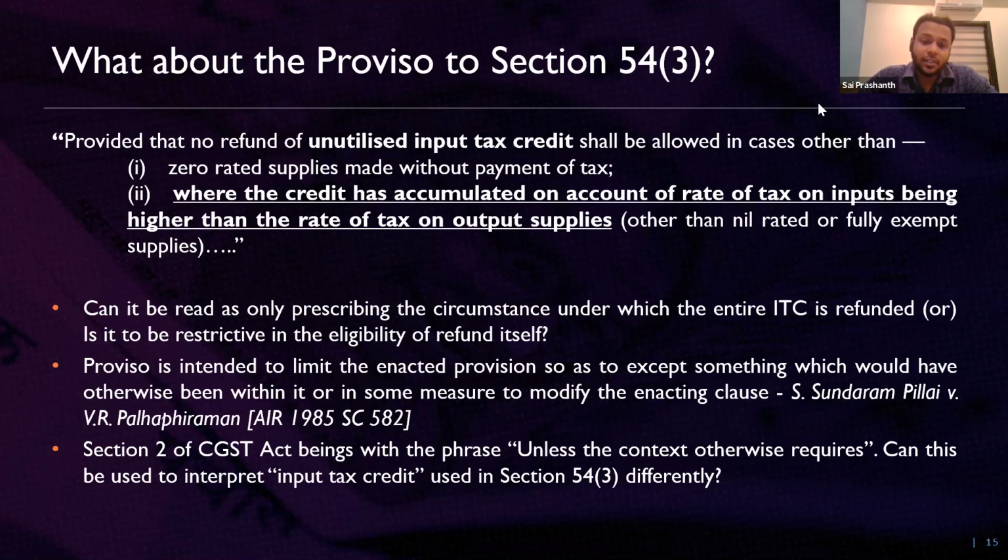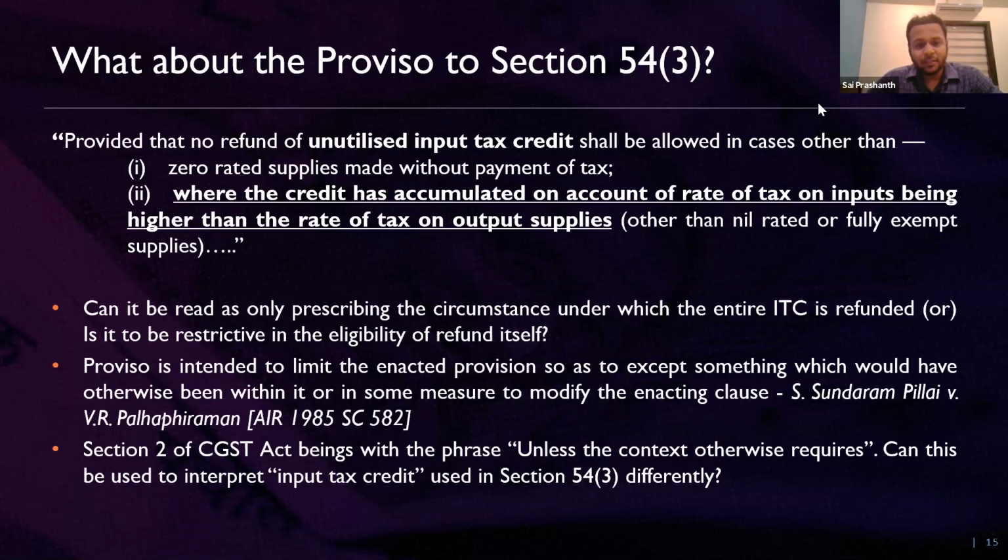Are we supposed to read this as only a circumstance under which the entire ITC is to be refunded? That is, if my input rate is higher than my output rate, then I will go back to the beginning of the proviso, which still says unutilized input tax credit, which covers both input and input services. Or do I read the underlined portion to mean a restriction on the entire input tax credit only to the portion of inputs? So this is not addressed in so many words in the Gujarat High Court judgment.